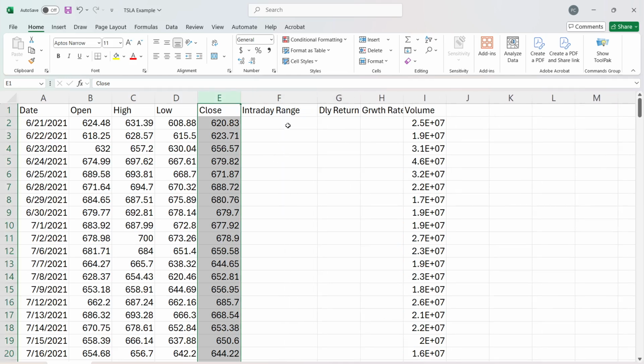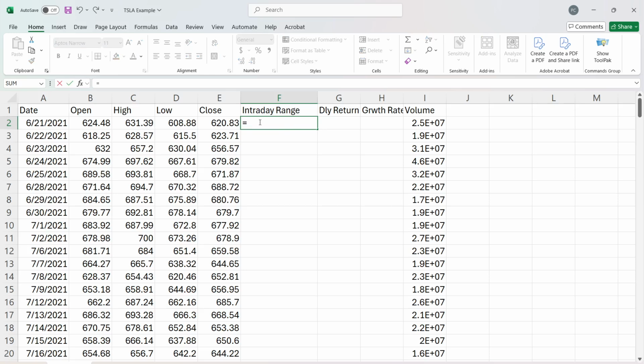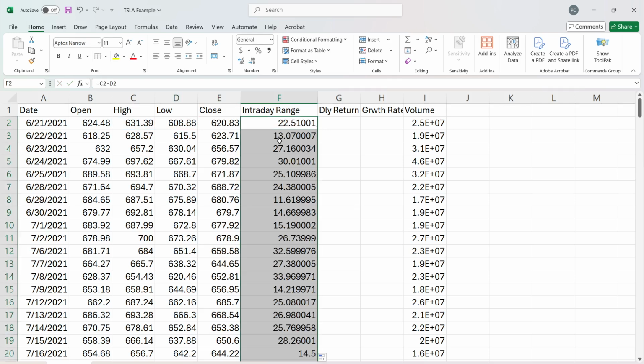I've got a column here labeled intraday range. I'll go ahead and throw in some numbers by saying the intraday range being the difference between the maximum and the minimum of a distribution. And I do at least have the maximum and the minimum of that intraday distribution. I can calculate the intraday range. So let's do it. Equals high minus low on a given day. I hit enter, and there it is, $22.51 difference between the high price and the low price on that day.